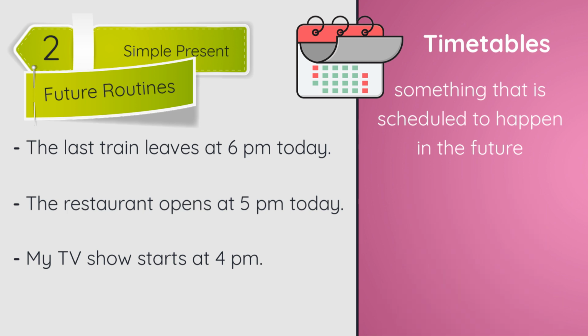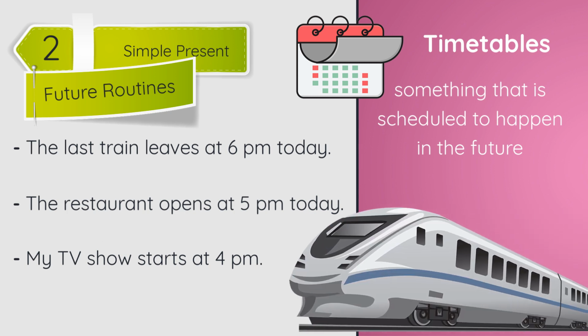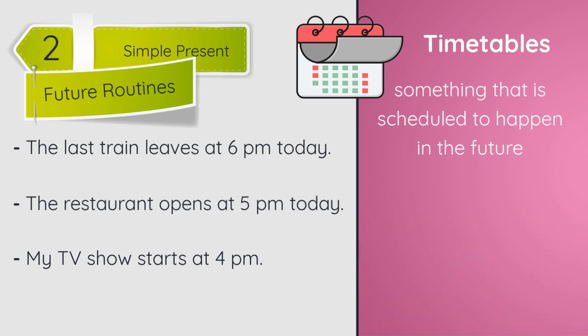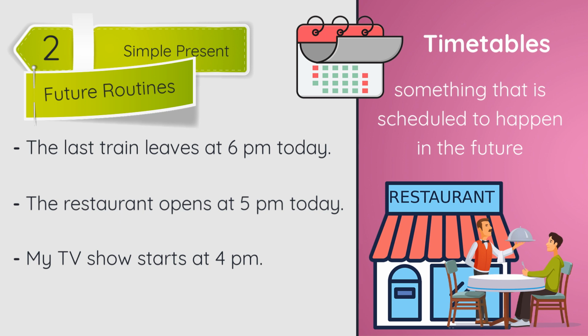Here are some examples. The last train leaves at 6 p.m. today. So 6 p.m. hasn't happened yet. It's in the future. But because this is a scheduled event, it's a timetable event, we can use the simple present. Here's another example. The restaurant opens at 5 p.m. today. So this hasn't happened yet. Right now it is 2 p.m. This is going to happen in the future, but still, I use the simple present because this is a schedule. Okay, every day the restaurant opens at 5 p.m.